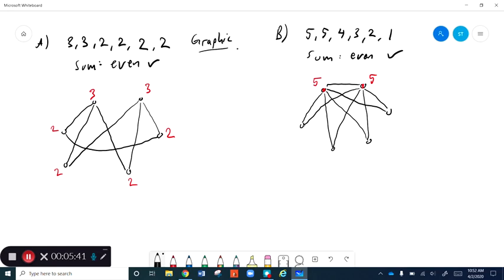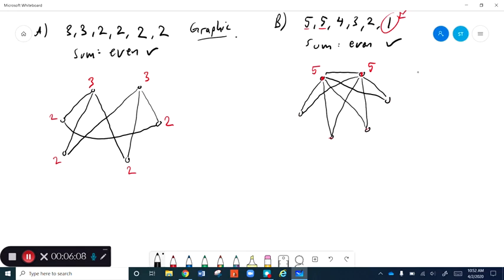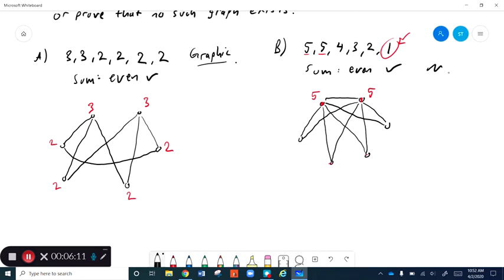Okay, I see a problem. One of the degrees we're supposed to have in our sequence is 1. But with these two vertices of degree 5, I have discovered that every other vertex would have to have degree at least 2, which makes this impossible. So I think the result here, and in fact, correctly, the result here is that this is not graphic, but we still need to write a proof.